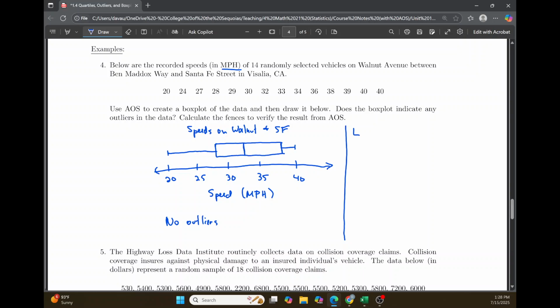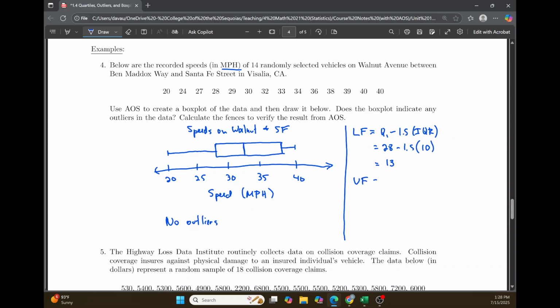Our lower fence is Q1 minus 1.5 times IQR. Q1 is 28 and IQR is 10. 1.5 times 10 is 15, and 28 minus 15 is 13, I believe. You're welcome to do that on a calculator. You don't have to do it in your head, but in this case, I thought it would be quicker.